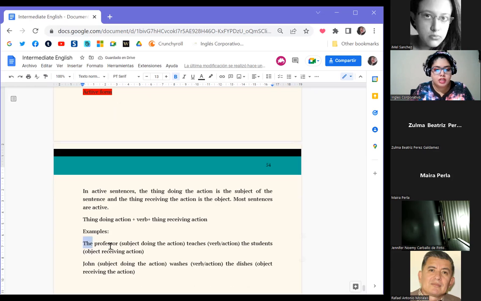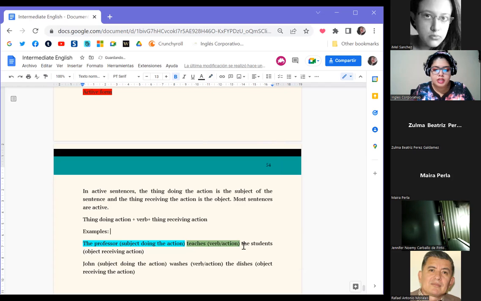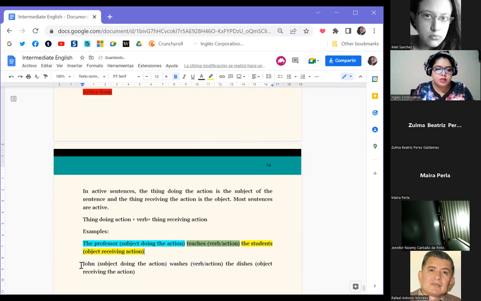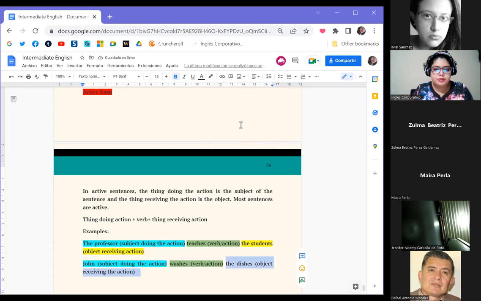So we're going to change this one to a different color, because it will be kind of easier. So we have this one with this one. Then we have this and this. Then we have green, and then we have yellow. So we have the two examples.